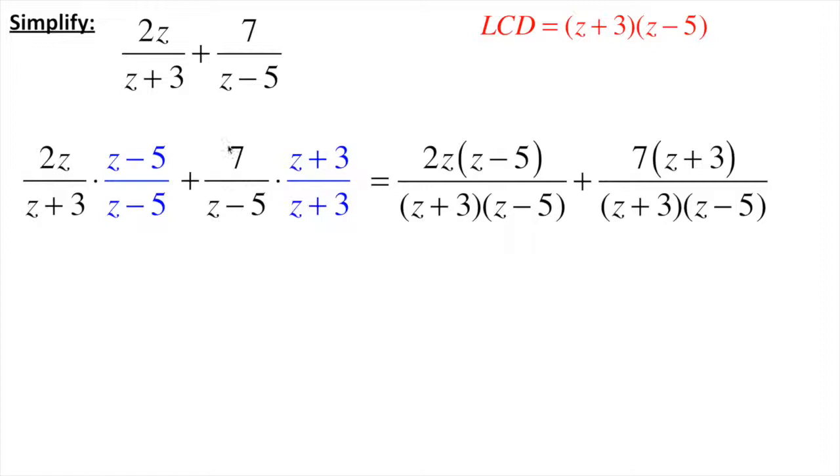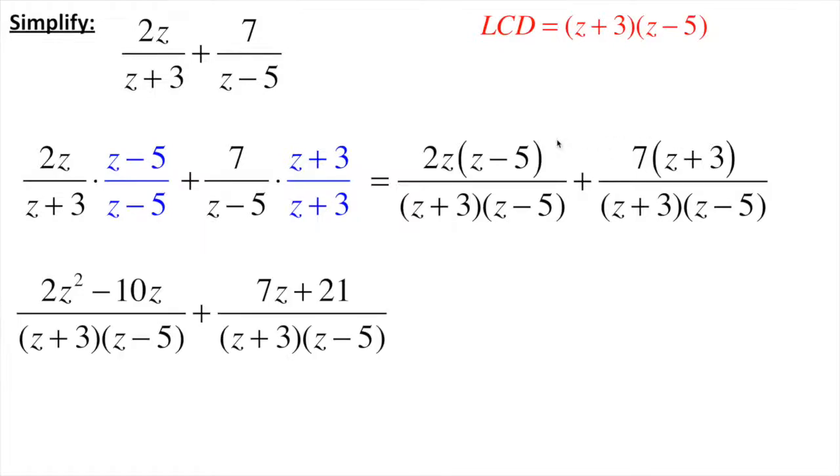All right, so we've got these. This is 7 times z plus 3. I just need to distribute this 2z to everything inside of this parenthesis here. And I need to distribute the 7 to everything inside of this parenthesis here. So 2z times z gives me 2z squared. 2z times negative 5 gives me negative 10z. Over here, 7 times z is 7z, and 7 times 3 is 21. Don't forget, we do have to distribute this to everything inside that parenthesis.